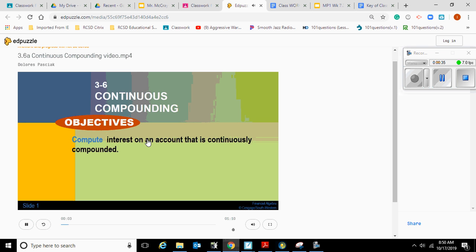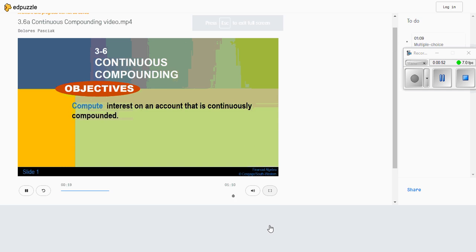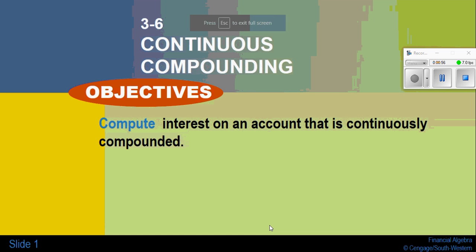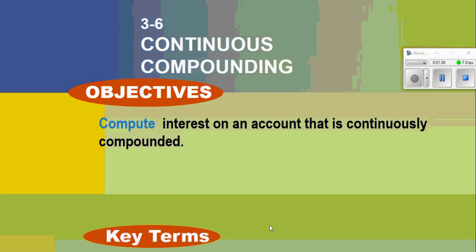In section 3.5, we looked at compound interest, and we used that formula to work out a variety of problems, some in which the interest was compounded annually, sometimes semi-annually, monthly, or even daily. Well, in this section 3.6, we're going to be looking at continuous compounding, where interest is compounded on a continuous basis. There's going to be a whole new formula for that.